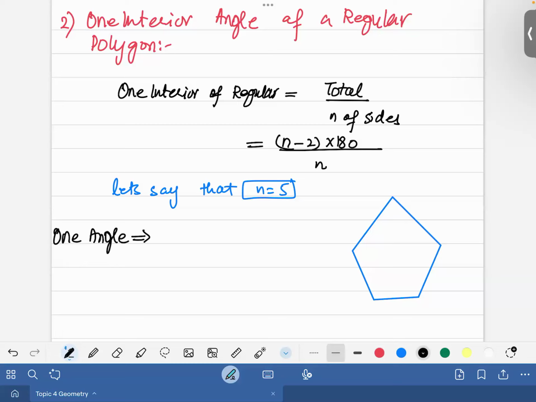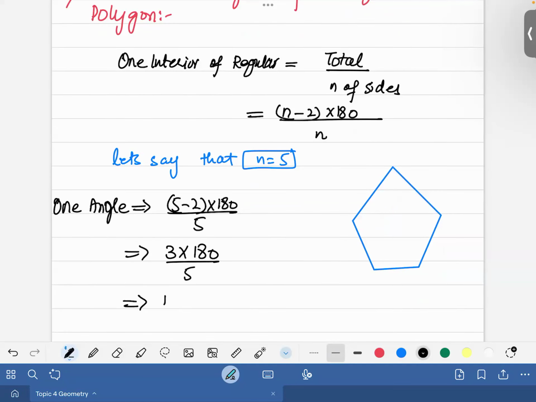So one angle would be 5 minus 2 times 180 divided by 5. 5 minus 2 is 3. 3 times 180 divided by 5. 3 times 180 is 540, and 540 divided by 5 would be 108 degrees. So every angle inside this shape would be 108 degrees each. If you add all the 108s together, you will get 540 in the end. Understood, everybody, or not?